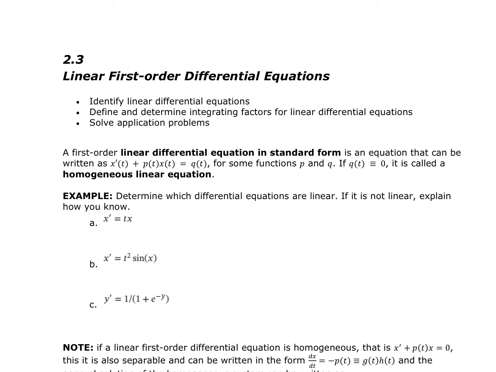So if we're trying to determine whether or not these are linear or nonlinear, it needs to look like this. It needs to be x prime of t, with some p of t times x of t, and q of t. So our first example here, we know that t is not squared. We have an x of t, and our q of t happens to be 0. So this is a linear homogeneous ODE, not a system, just an ODE.